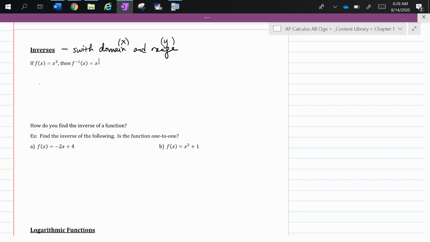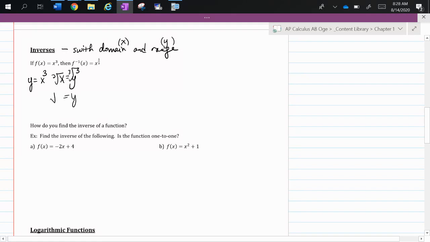So if I take y is equal to x cubed, and I switch the x and the y and make it x is equal to y cubed, and I solve for y, I'd have to take the cube root of both sides. So I get y is equal to the cube root of x, which is also known as x to the 1/3. So I know that these two functions are inverse functions. Notice the notation. We've got a function called f, and we've got a function called f inverse of x. We should recognize that notation.